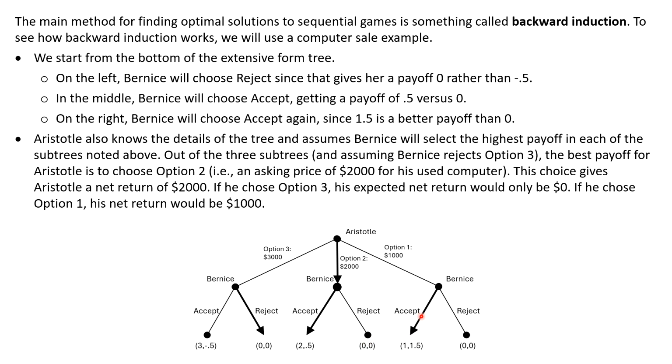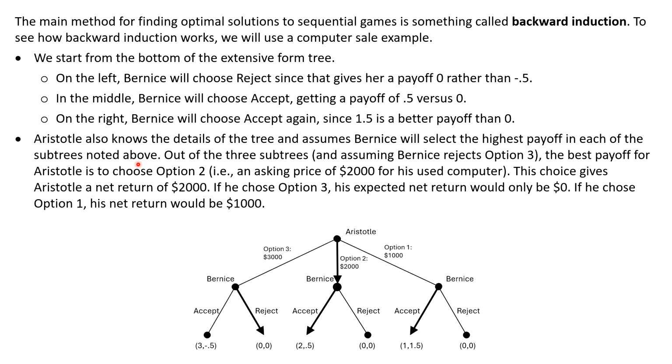Then in the last case, option 1, Aristotle would see a profit of 1, and Bernice would see a gain of 1.5 or 1,500. And if she rejected, neither party would win or lose. So that's why it's called backward induction. We start at the bottom here.